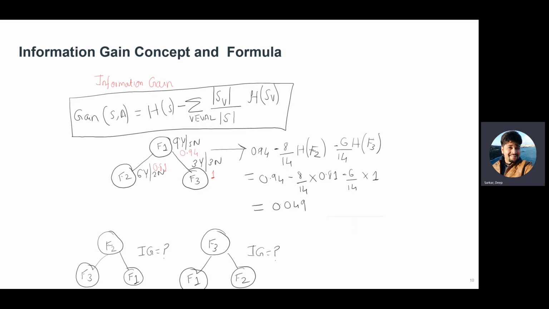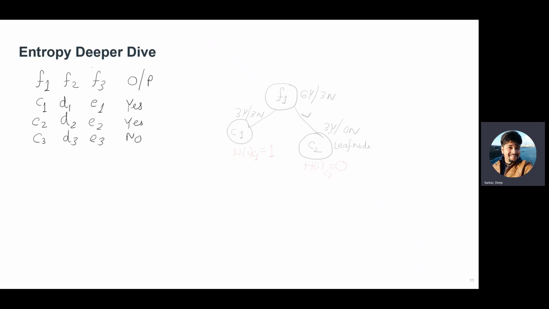Now let's take a deeper dive into what we discussed in entropy. Let me take a very simple business problem here. You have F1, F2, and F3. These are my features, and there is one output variable. F1 has categories like C1, C2, and C3. Same goes with F2 and F3.